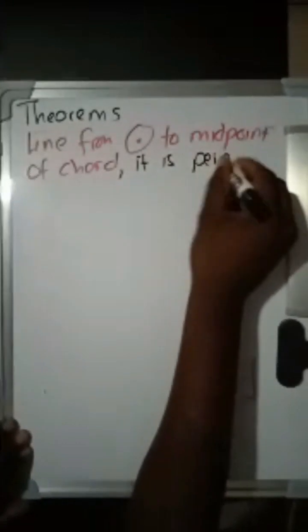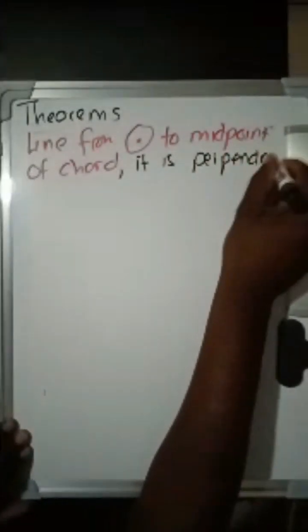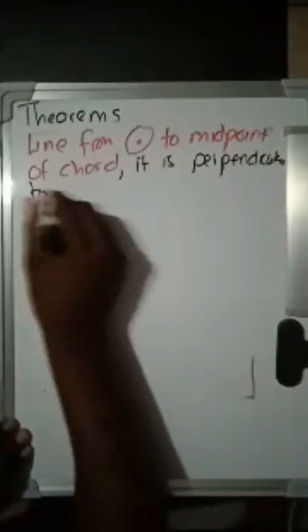What does it do? Now this is the reverse. You see? Line from center to midpoint of chord. What does it do? It is perpendicular to the chord. Okay? So what do we mean by that?